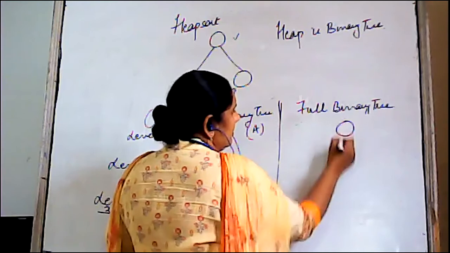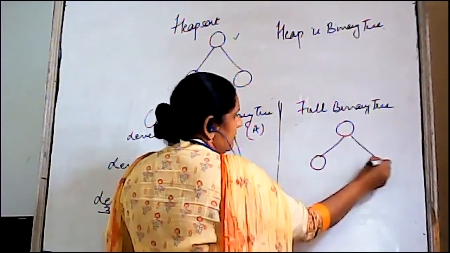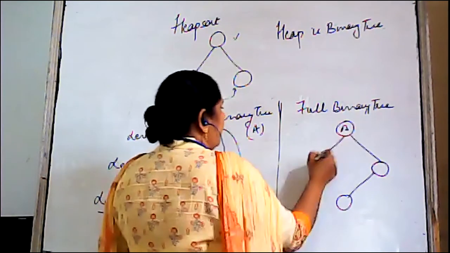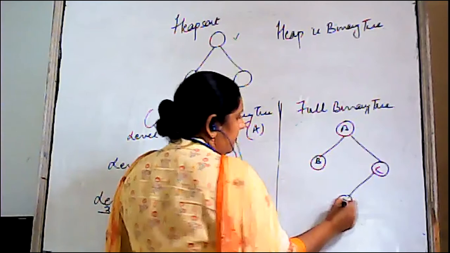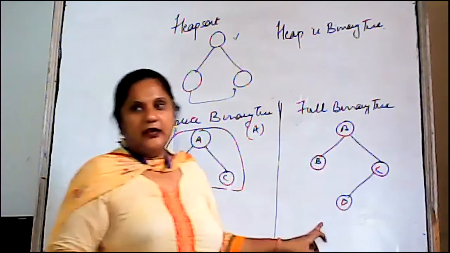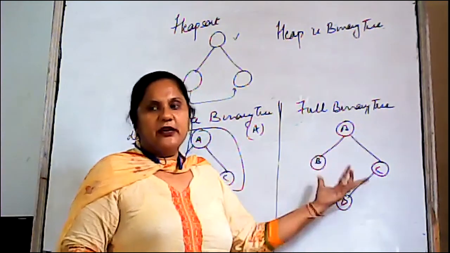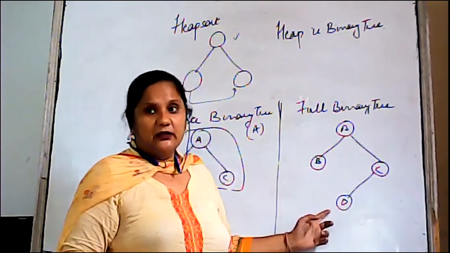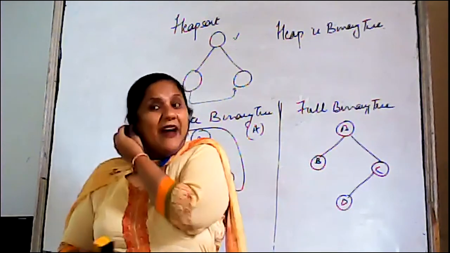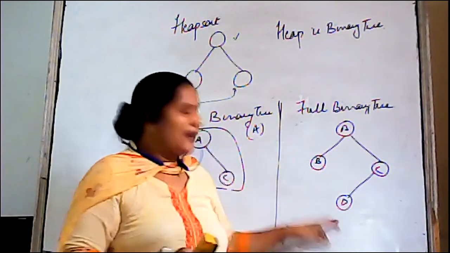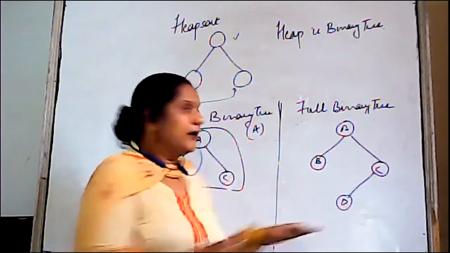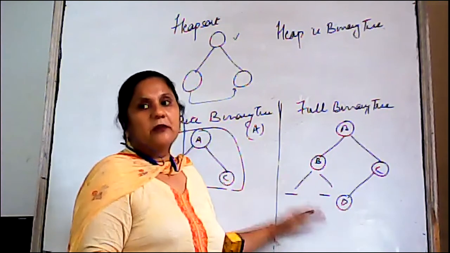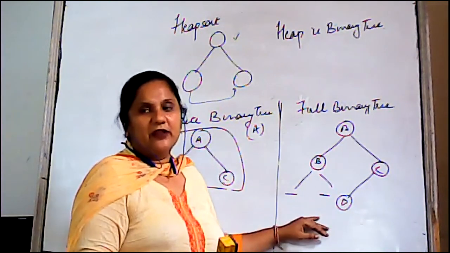Suppose this is a tree: A, B, C, and D. So A is having two children, B and C. So it is complete till level 1. Now this is again incomplete at level 0. Why? Because C is having only a left child, D, but B is not having any children. So this is not a complete binary tree.